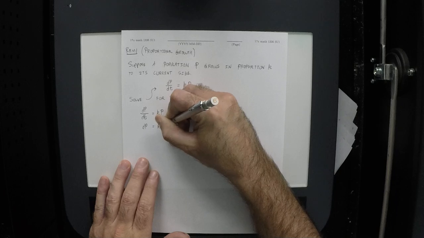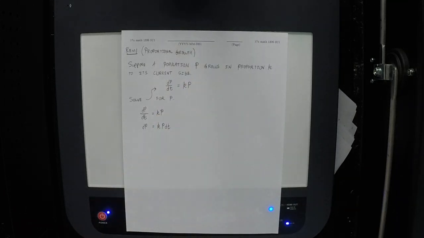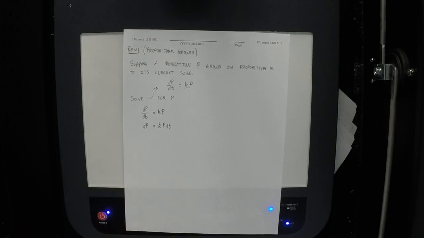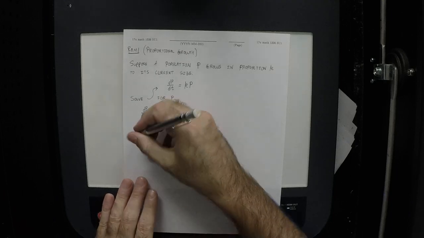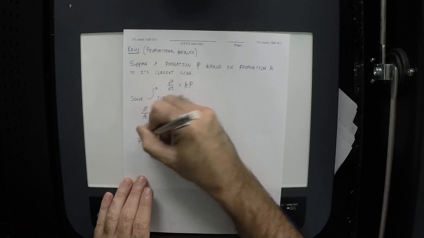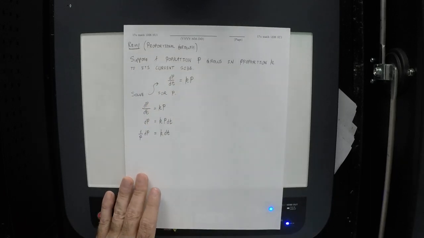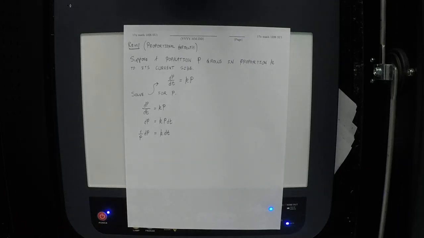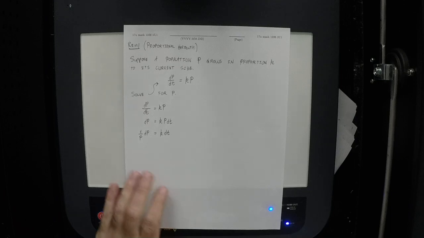So dP is KP dT. So have we separated the variables? We haven't separated them. Which variables are we trying to separate? The P's and the T's. So have we gotten all the P's on one side and all the T's on the other side? Not yet, right? So how can we get all the P's on one side? We can't do any antiderivative business until they're separated. Yeah, we'll divide by P. So 1 over P dP is K dT. So now, do you observe? We've got all the P's on the left and all the T's on the right. That K is just a constant, so it's happy the way it is. So now we can anti-differentiate.